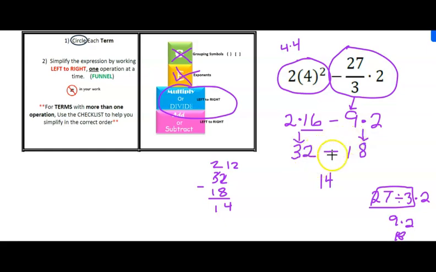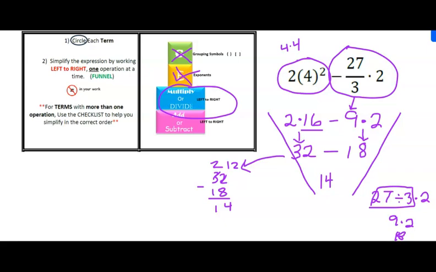All right, so then 32 take away 18 is 14. If you need to, off to the side, do your vertical math to make sure you don't make careless errors taking 18 from 32 in your head. If you don't need that, that's fine. Just keep this funneling going right here. Nice and neat.